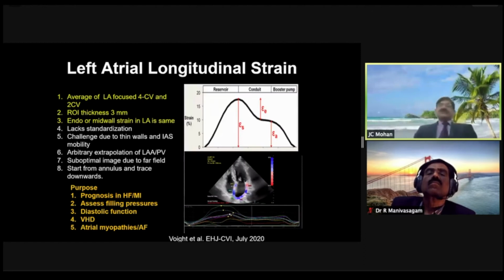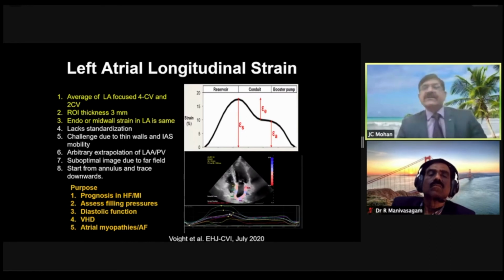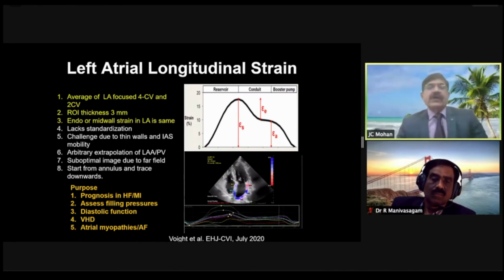Left atrial longitudinal strain, there are methodology. Actually, recently, as late as 6 months back, the EACVI gave a method to assess left atrial longitudinal strain. You have to have the average of LA focused 4-chamber and 2-chamber strain. The region of interest thickness has to be 3 millimeter.